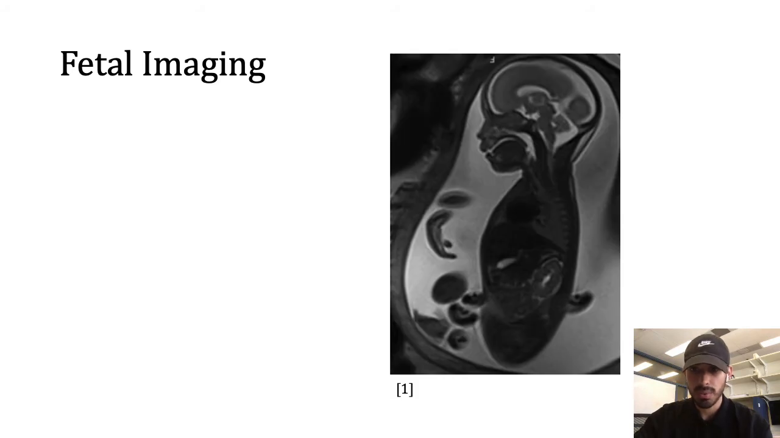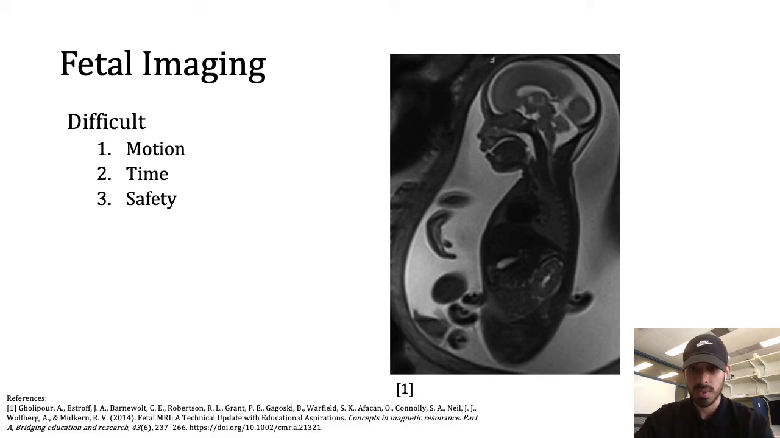The broad implications of my project are in regards to fetal imaging. Fetal imaging is particularly difficult for three main reasons. Number one is the unpredictable motion of the fetus. Number two is the time in regards to getting a quality image before the fetus moves, as well as for patient comfort and getting them in and out of the scanner within a set amount of time. And number three is the safety issues that result from this time constraint. Because of this time constraint, we are applying a lot of RF pulses, which result in heating of the tissue, which we denote by SAR, or specific absorption rate.